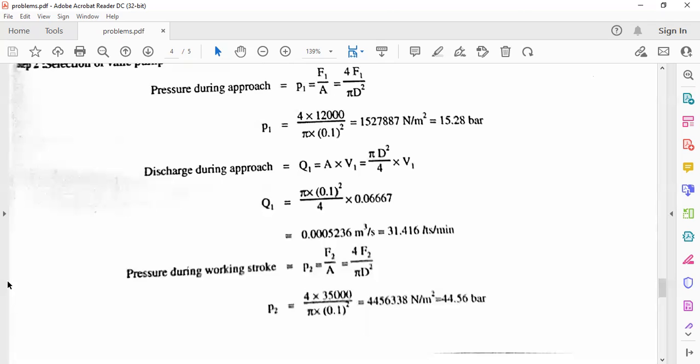Pressure during working stroke, P2 equal to F2 upon A, equal to 4 F2 upon pi d square. P2 equal to 4 into 35,000 upon pi into 0.1 square, equal to 44.56 into 10 to the power 5 Newton per meter square, equal to 44.56 bar.